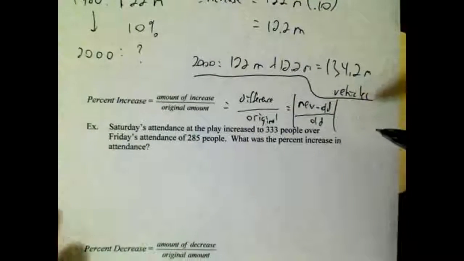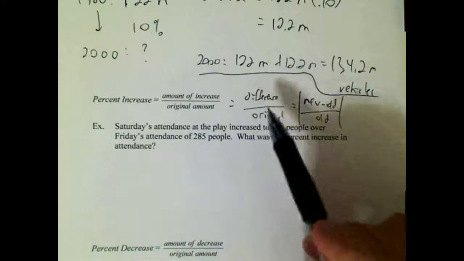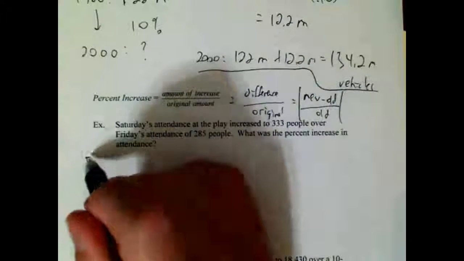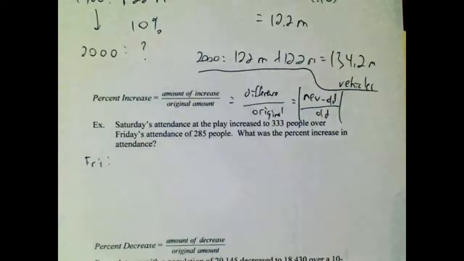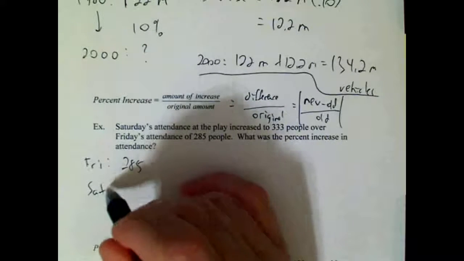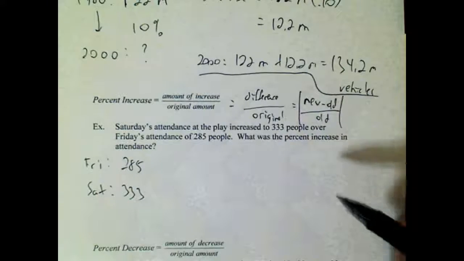So let's do this one. I actually prefer this method, but I'll show you what I mean by new minus old over old. Friday, the attendance was 285. Saturday, the attendance was 333. That was an increase. So let's find the percent increase.